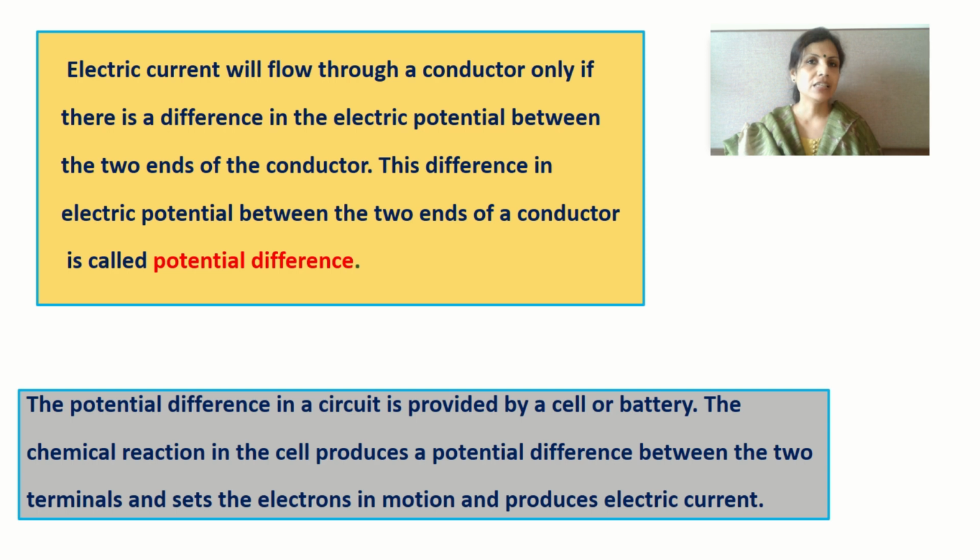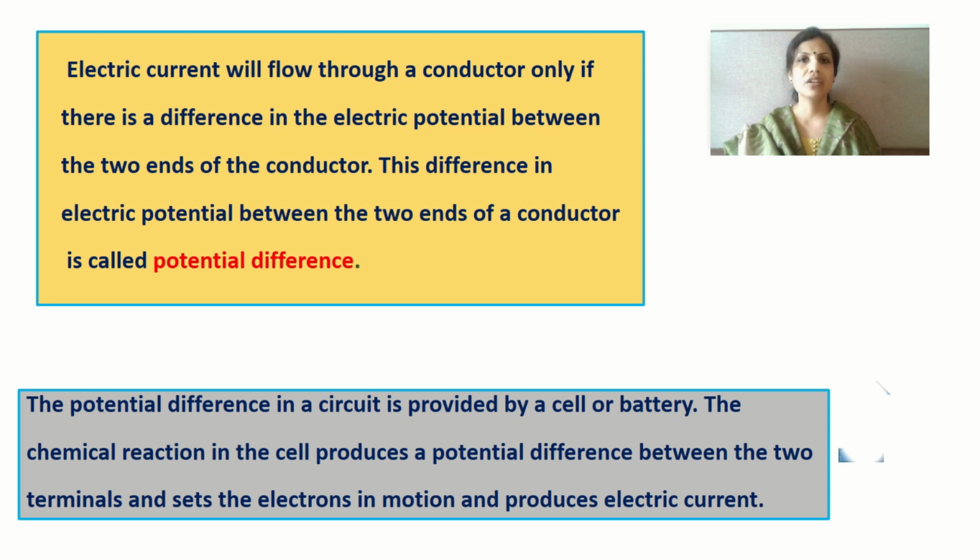Now inside the cell, certain chemical reactions take place, and due to this chemical reaction, the difference in the level of the number of electrons at one particular end is created, and so the electrons start moving from the negative terminal to the positive terminal of a cell or a battery.